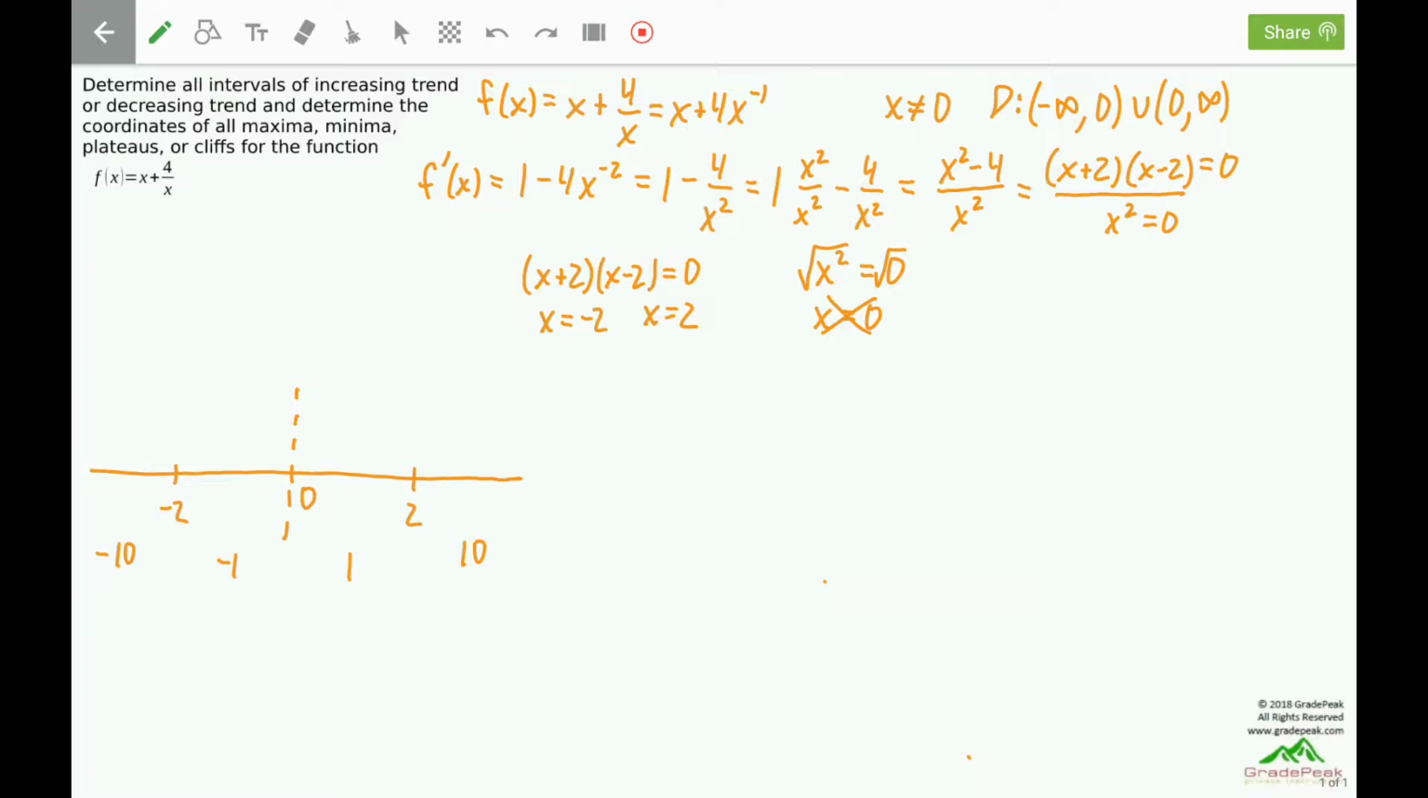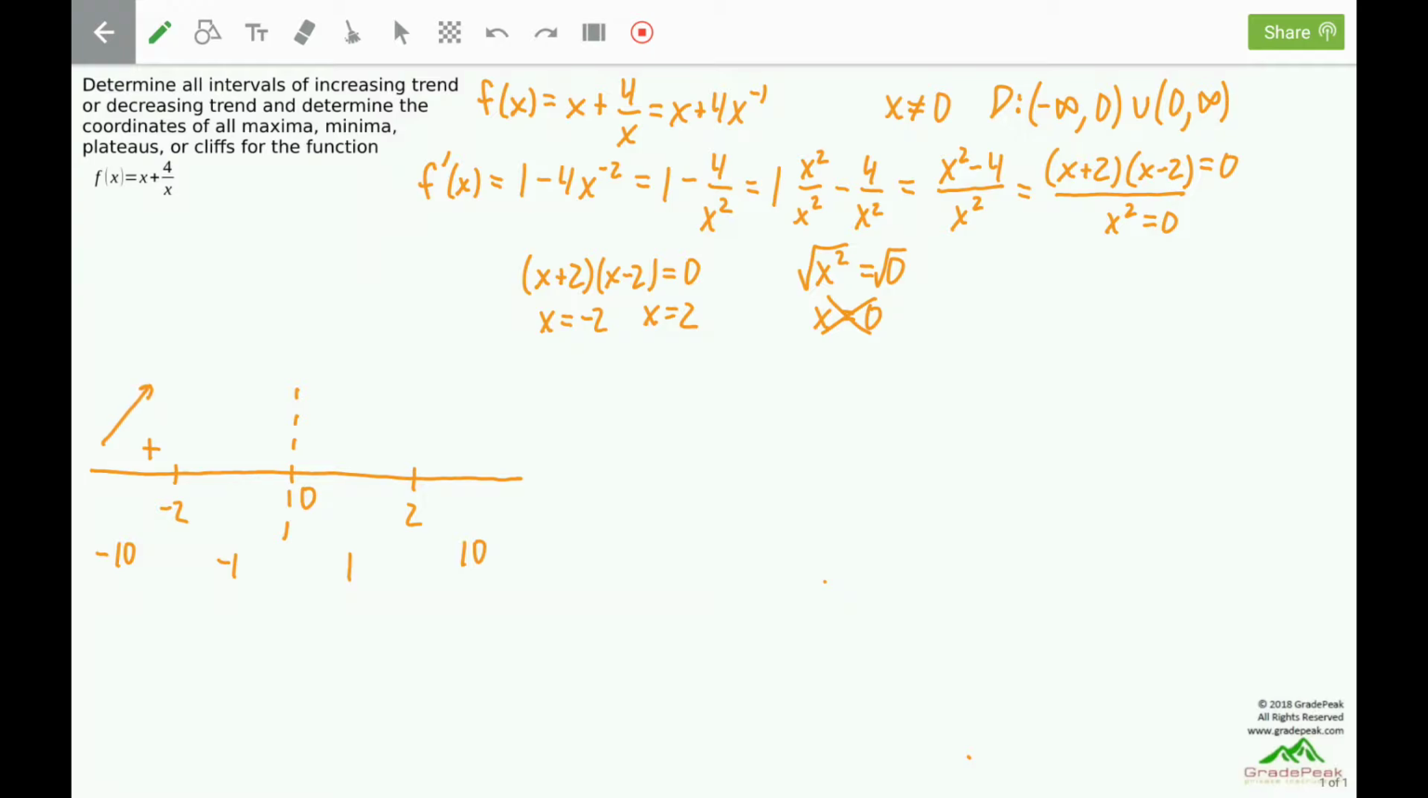We don't care about the value of the first derivative, just whether it is positive or negative. So the best place to plug in would be the fully factored version. Plugging a negative 10 in will give a negative 10 plus 2, which is negative, times a negative 10 minus 2, which is also negative. Negative times negative is positive, over a negative squared, which is positive. The denominator here will always be positive for the first derivative because it's squared. So we result in a positive first derivative for this interval, which corresponds to an increasing trend.